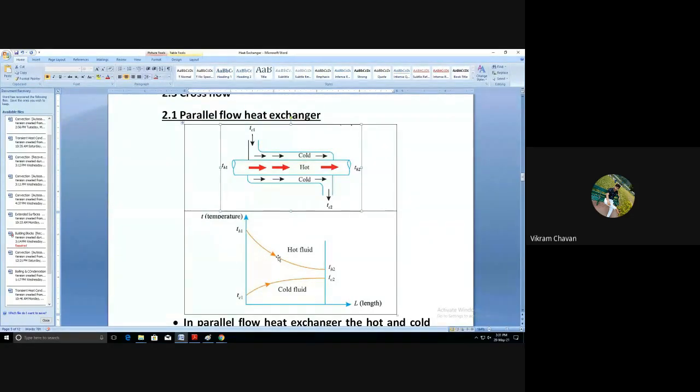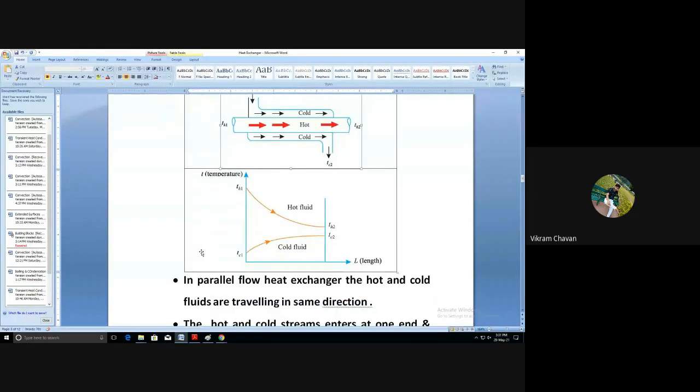Draw the diagram. Shall I dictate? If the diagram visibility is less, then you can zoom the diagram, and then it will be clear to you.